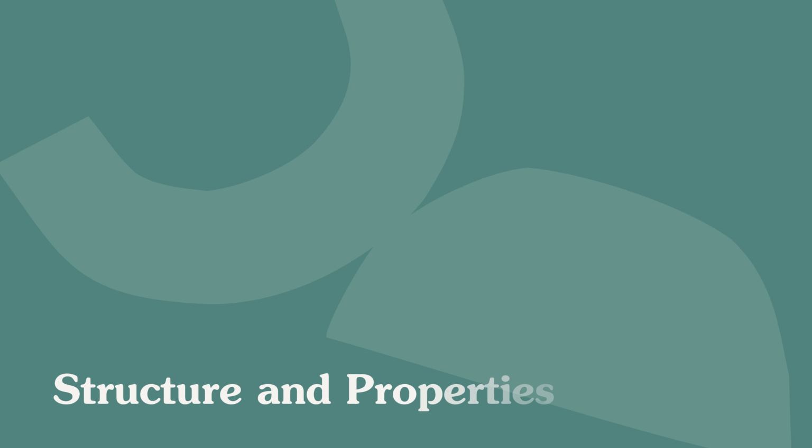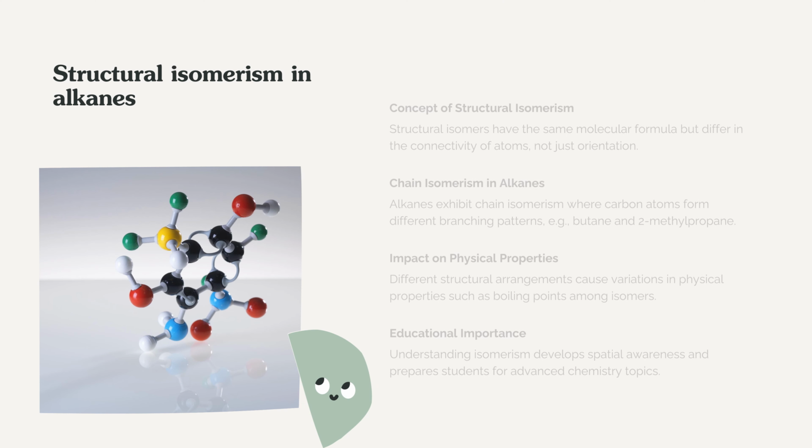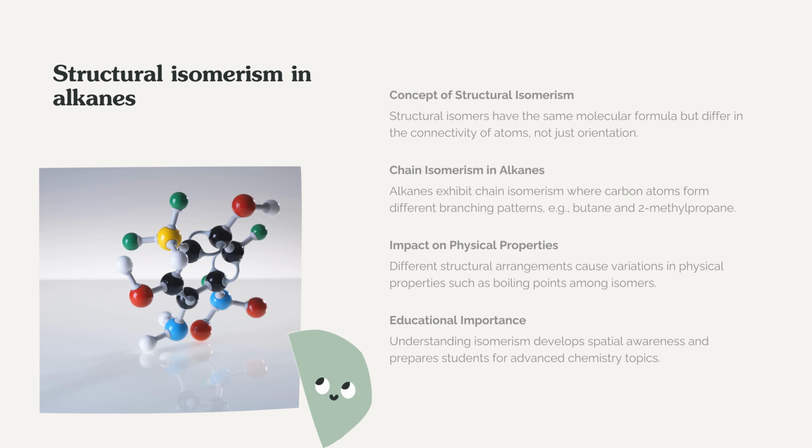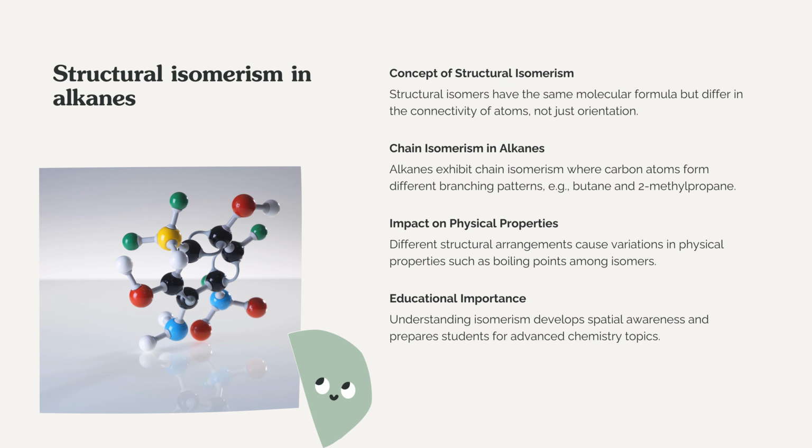Structural isomerism in alkanes, physical properties, and boiling point trends. Structural isomerism is introduced in the context of alkanes to show that compounds can share the same molecular formula but have different structural arrangements. In alkanes, this is typically limited to chain isomerism, where carbon atoms are arranged in different branching patterns. For example, C4H10 exists as 2 structural isomers, butane and 2-methylpropane.